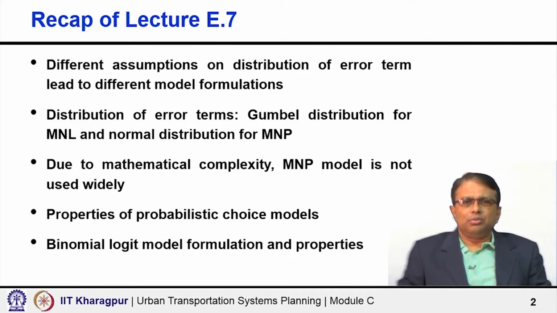In lecture 7, we mentioned that there are different assumptions on the distribution of the error term, which lead to different model formulations. For example, if we assume that the error term follows Gumbel distribution, then it gives the MNL model, multinomial Logit model or Logit model. And if we assume the error terms follow normal distribution, then it results in multinomial probit.